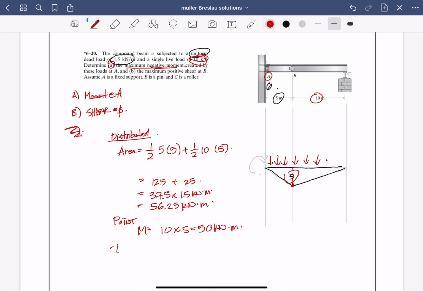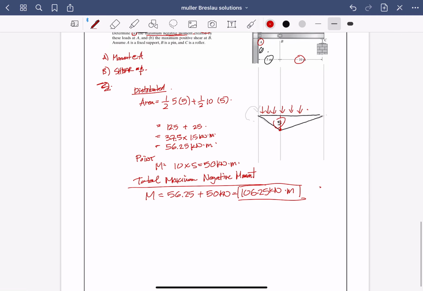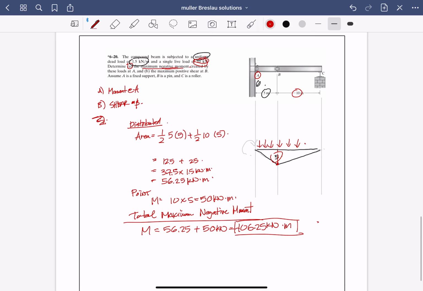So the total maximum negative moment is going to be there we go, that should be it. And it's, oh yeah, negative. The next question is B.